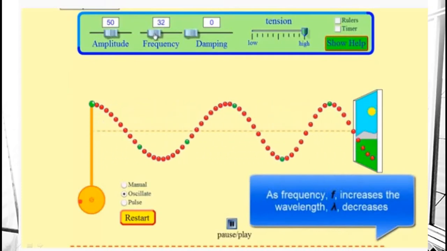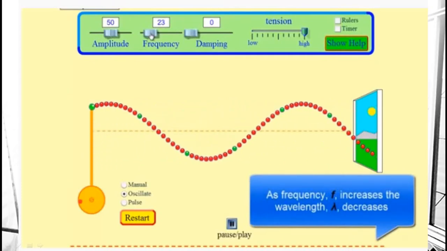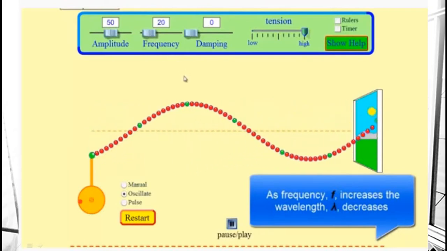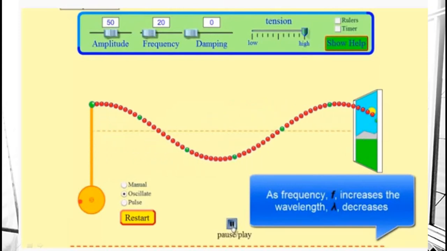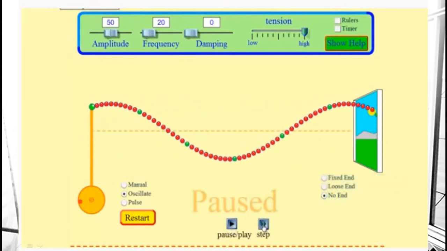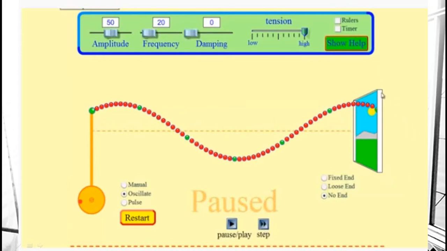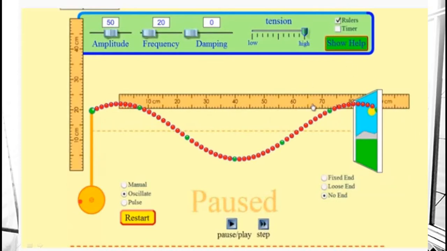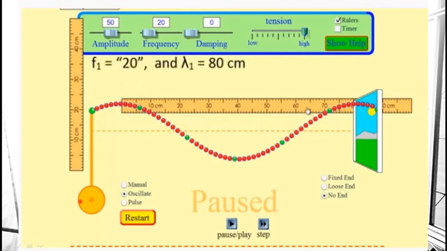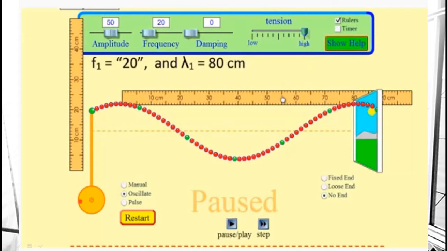Now, if I choose a frequency of, let's pick 20. Okay, so there's a frequency of 20, and I'm going to pause it. I'll step it through so we see one full wave, 2 crests. Now I'll grab a ruler, and with a frequency of 20, from crest to crest is one wavelength, and we can see that it's roughly 80 centimeters. From here to here is roughly 80 centimeters.